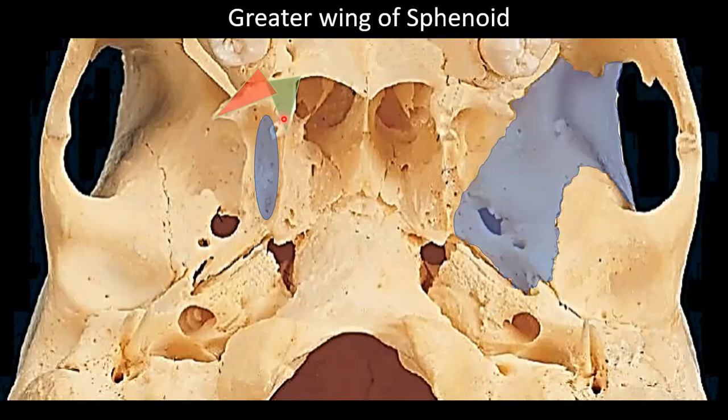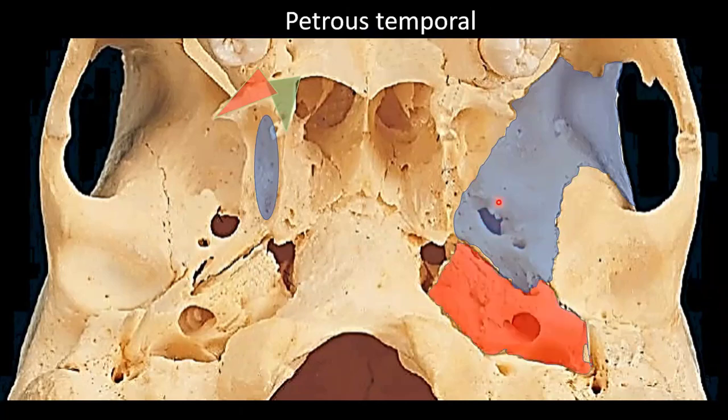Now this is the greater wing of the sphenoid, and you can see this oval shaped foramen, that is the foramen ovale, that is in the greater wing of this sphenoid. What is this bone? This is the petrous part of the temporal bone. It is the hardest part. That is the petrous part of the temporal bone.